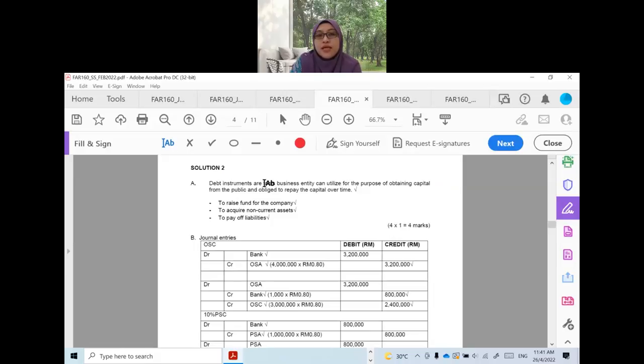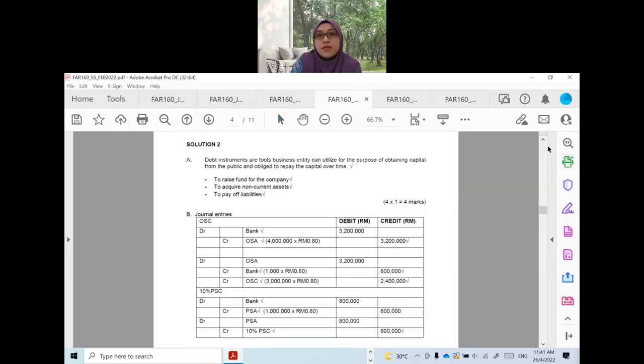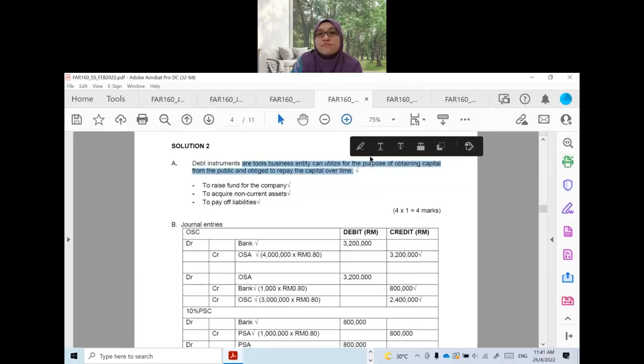So first, you have to define what is debt instrument. The most accurate answer is, it is the tool for a business entity to utilize for the purpose of obtaining capital from the public and obliged to repay the capital over time. And then you are required to identify the use. Why does the company want to borrow a loan? Why do they want to incur debt? Is it necessary for a company to incur debt?